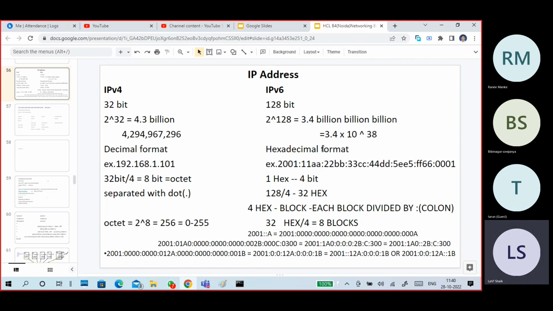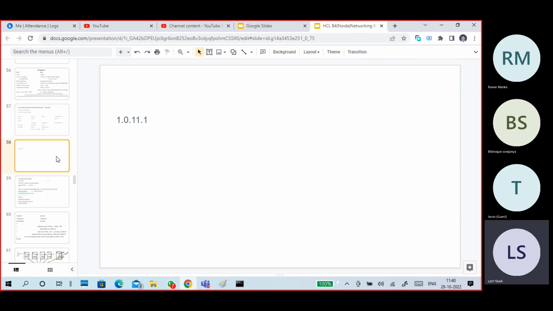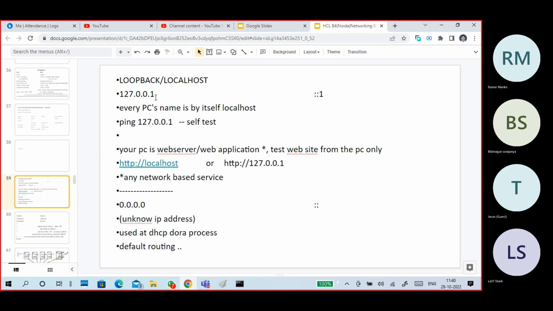And there are some more differences. We'll learn that also. This is what I told you about IPv4. This is an empty slide, guys. We can add anything here. I just keep it empty.